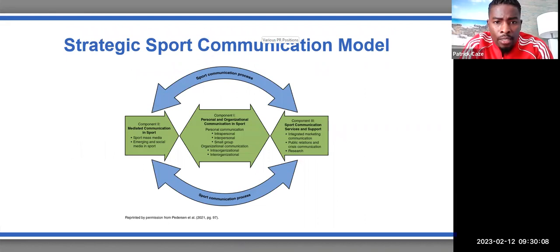All right, so when we look at the sport communication models of visual depiction, the communication process, you can see it's a big feedback loop, right? It goes into one thing, goes out the other, right? But component one, personalization of communication in sport. Component two, media communication in sport. And three is sport communication services and support, right?